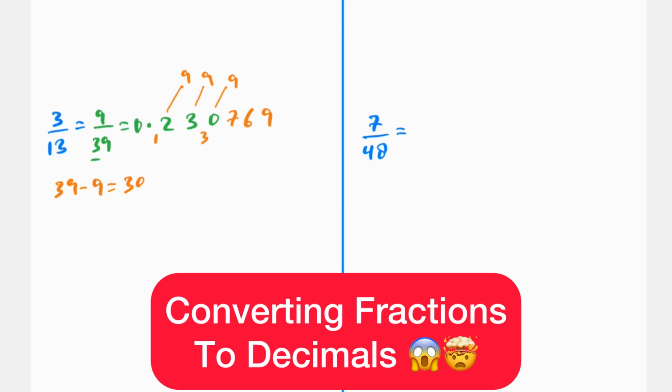So the actual answer, the repeating decimal, is 0.230769, and that's recurring. After 9 we'll start again from 2, and it will go on forever.